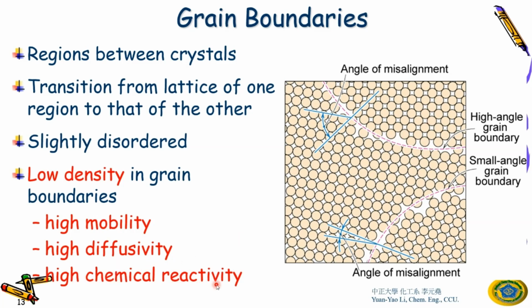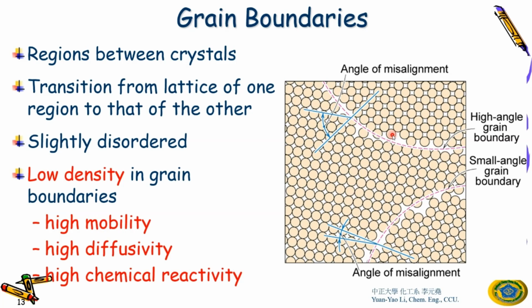High chemical reactivity. Why? Because this atom is not bound very well to the neighbor atoms, so there's some kind of bond missing. If you have bonds missing, that means you will have a higher chemical reactivity. For example, an atom on the surface is not well bound, right? So an atom on the surface will always have higher chemical reactivity.